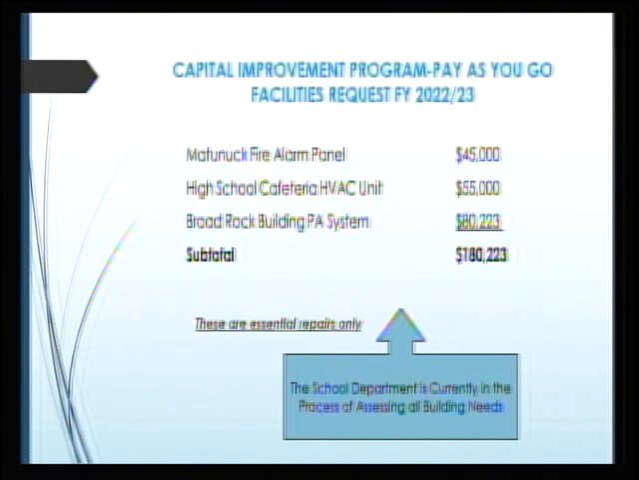And the third item we have is the Broad Rock Building PA system. This has been roughly down for 2 years. They do have telephones in each room where they can contact the teachers, but currently in an emergency situation, announcements, day-to-day activities, they can't get to the whole building with a broad announcement. So this will put an upgraded Cat 6 wired system in there because the system that was original to the building is no longer able to be fixed.